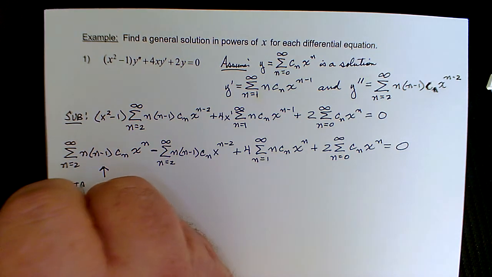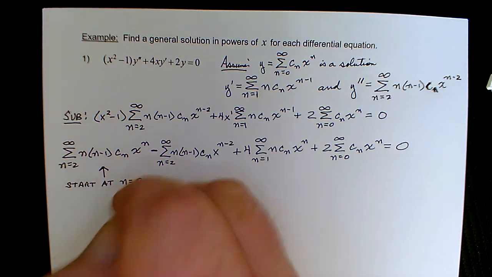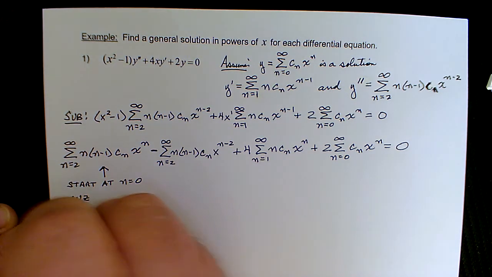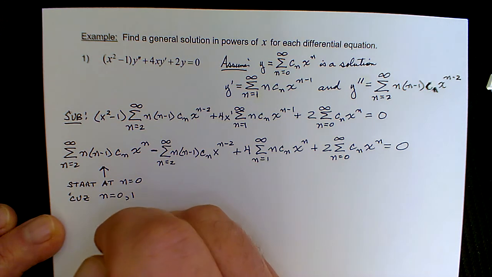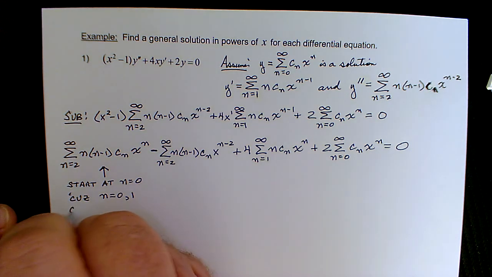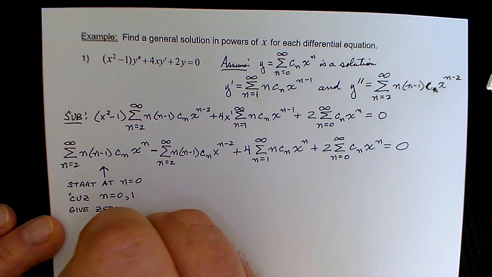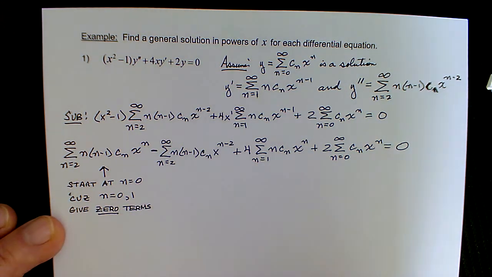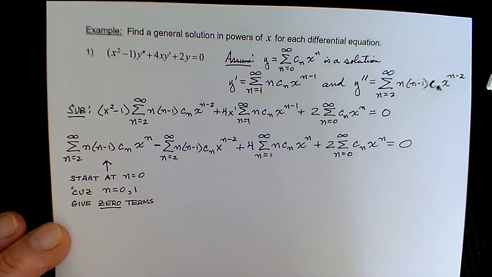We're going to start at n equaling 0, and that's because n equals 0 and 1 give 0 terms. Okay? So that's a little concept that you have to make sure you understand. And it's kind of simple. Don't make that harder than it is.